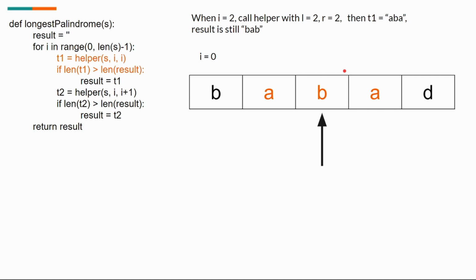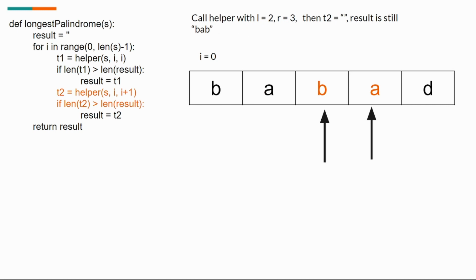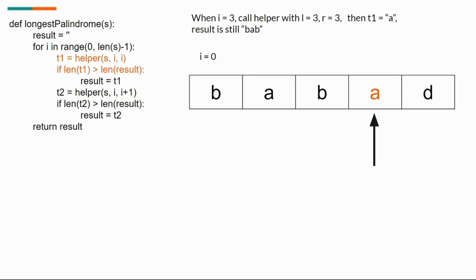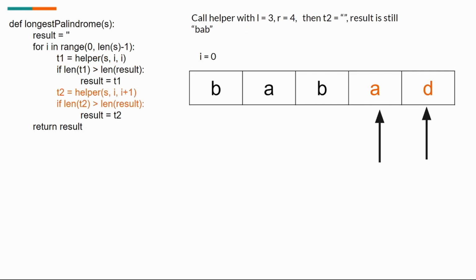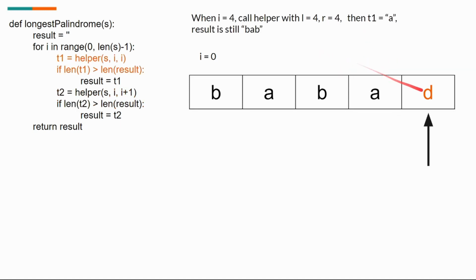Now ABA is a palindrome, but the BAB is the same size, so it stays BAB. And the A and the B are not the same. And then now you're looking at this where it returns A. So then you return nothing, because it is smaller than the longest palindrome that we have. And then this will return nothing, so the result is still BAB. And then you look at D, so the final result will be BAB.